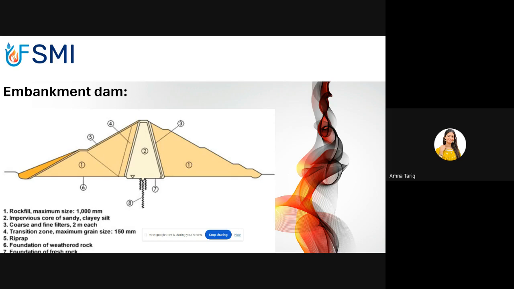And point six is foundation. The foundation of the dam consists of two layers. Okay, number one layer is weathered rock and fresh rock. The dam is built on a foundation of solid rock to ensure stability. The weathered rock is the top layer of bedrock, which may be more broken than the fresh rock. So in this diagram of embankment dams, we see all the parts of embankment dams.